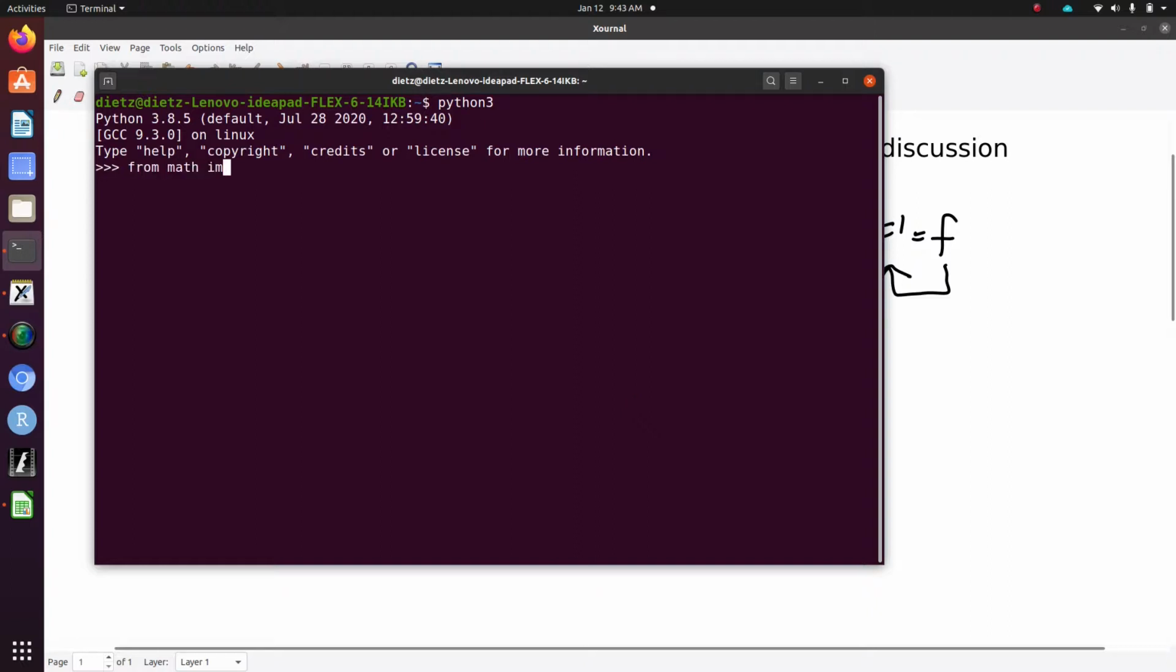These are really basic exercises, so you may as well just have Python on your computer to save yourself the trouble. From math import star, so we've got our pi and our e and our sine and cosine and exp and natural log and all that stuff.